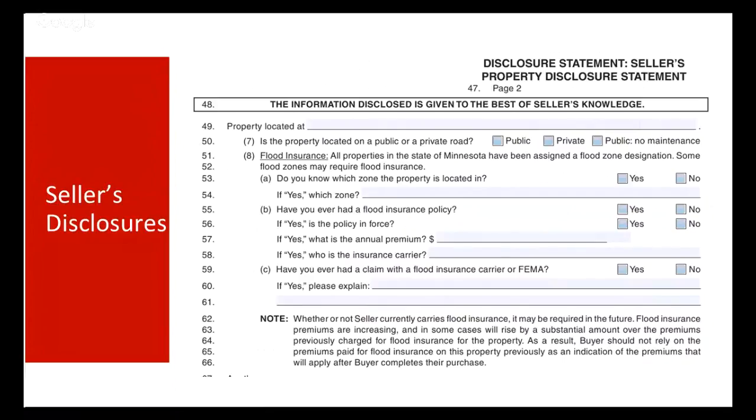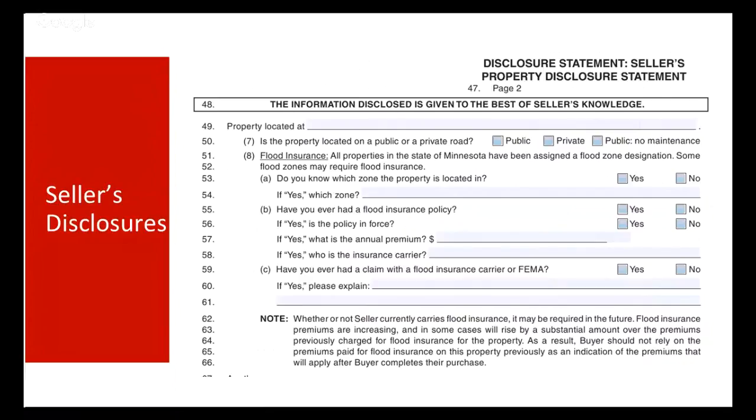Line 62, whether or not a seller currently carries flood insurance, it may be required in the future. Flood insurance premiums are increasing and in some cases will rise by a substantial amount over the premiums previously charged for flood insurance for the property. As a result, the buyer should not rely on the premiums paid for flood insurance on this property previously as an indication of premiums that will apply after a buyer completes his purchase.